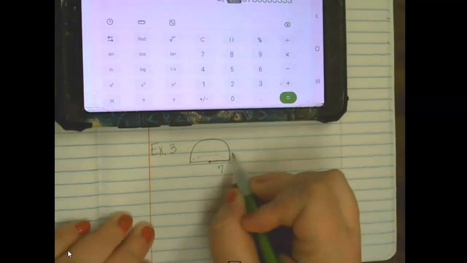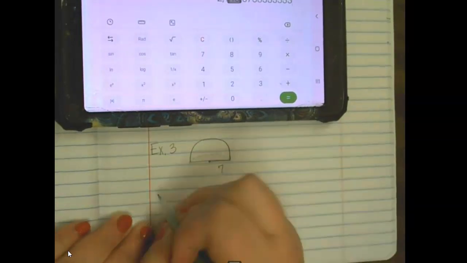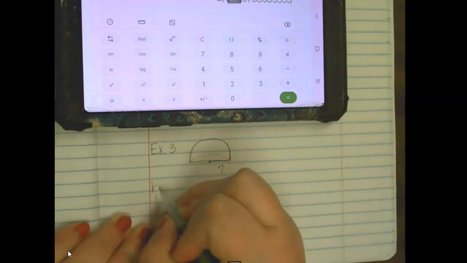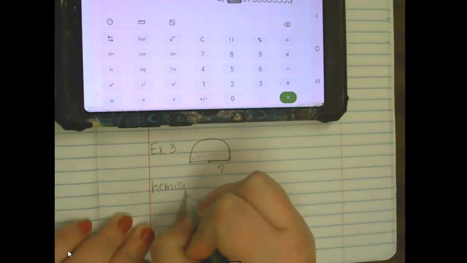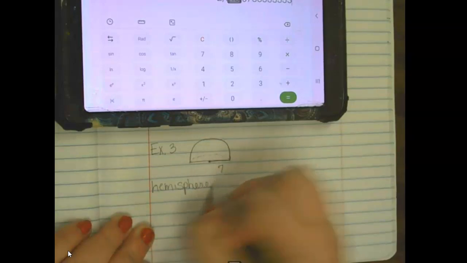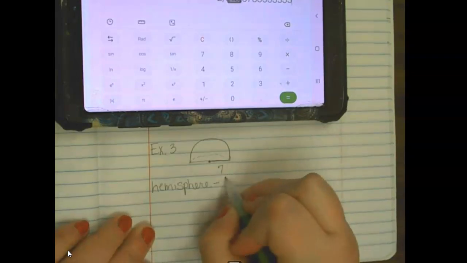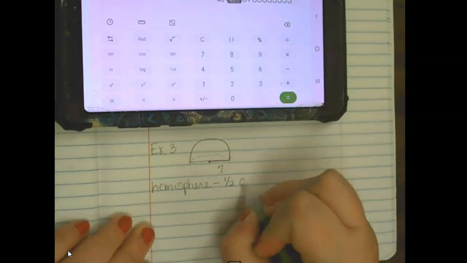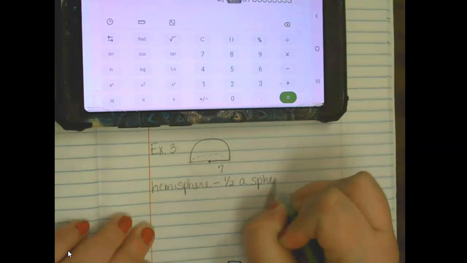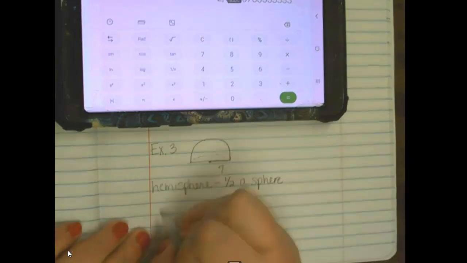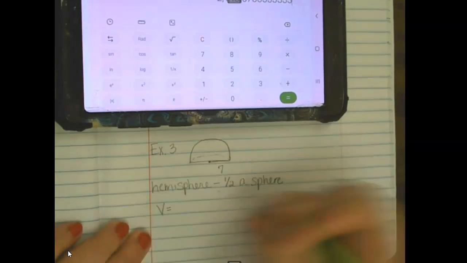So we're going to do the same thing. We're going to find the volume, but when it's a hemisphere, so we have the word hemisphere, which you've heard in science class, or history class, northern hemisphere, southern hemisphere. It means half a sphere. So I'm going to work the problem the same.